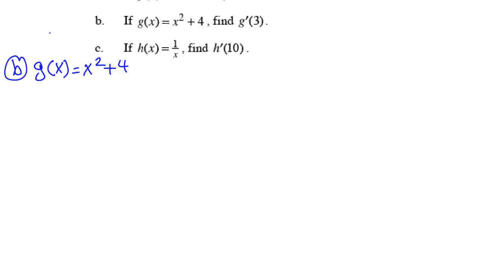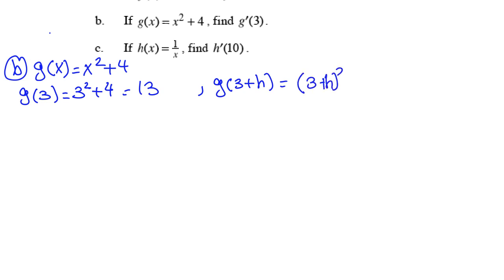For B, you're trying to find the g prime of 3. And you want to do, again, the g of 3 and the g of 3 plus h, so you're coming closer and closer to that 3. So 3 squared plus the 4, which is 9 plus 4, is 13. G of 3 plus h is equal to, putting the 3 plus h instead of the x, 3 plus h to the power of 2 plus the 4. Simplifying further, it would be 9 plus 6h plus h squared plus the 4, which is h squared plus 6h plus 13.